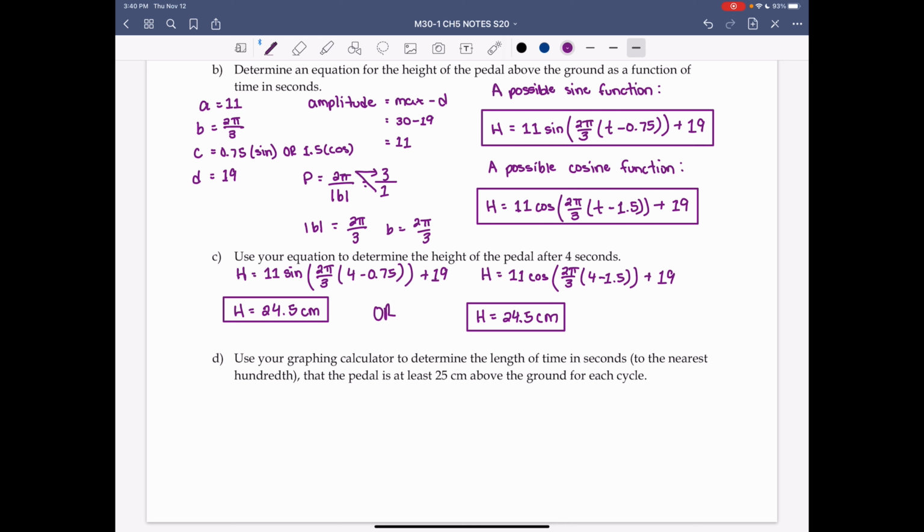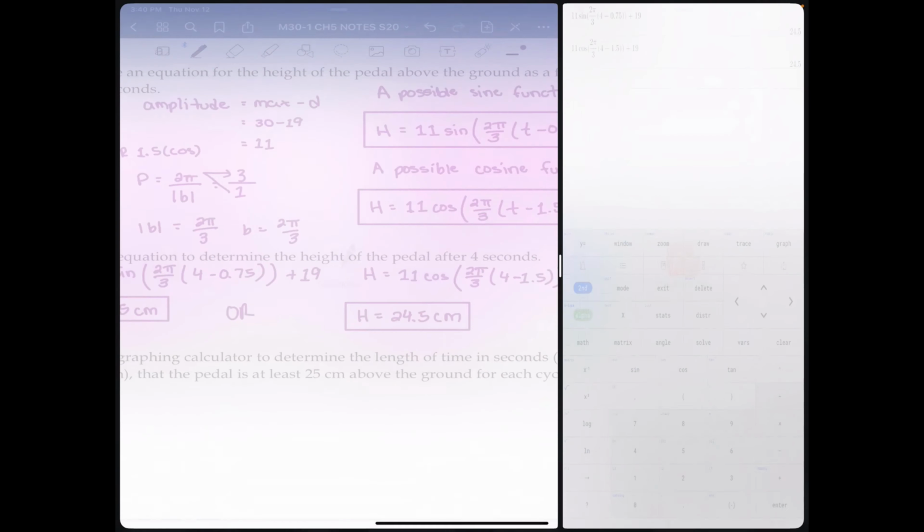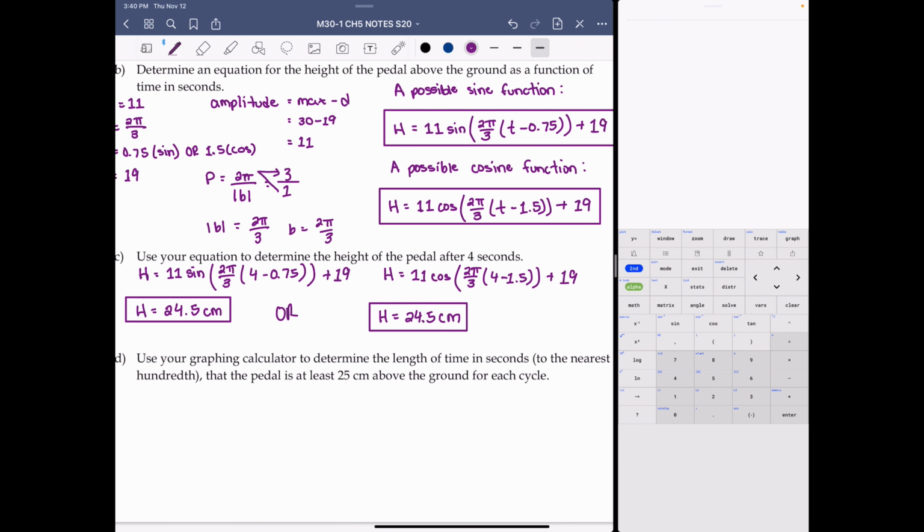Use your graphing calculator to determine the length of time in seconds to the nearest hundredth that the pedal is at least 25 centimeters above the ground for each cycle. Let's hope this calculator will graph this function. Y equals, clear what you have in there. Graph either one of our functions, they'll graph the same thing.